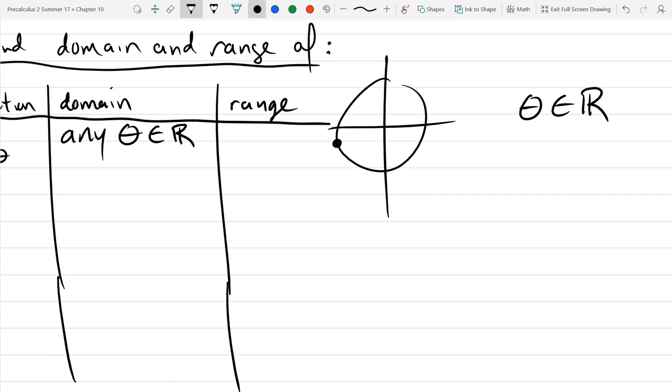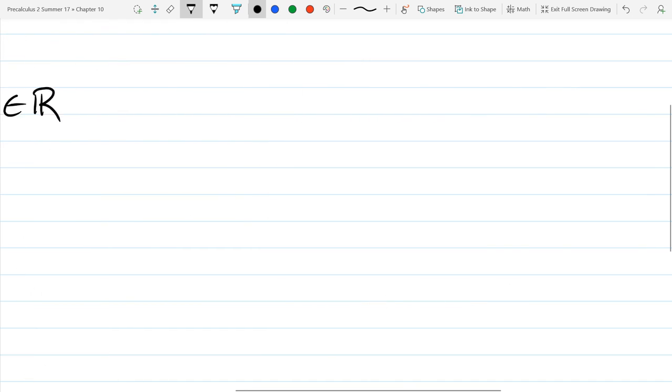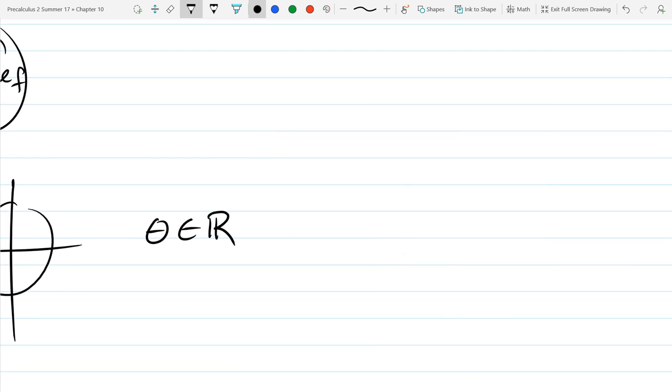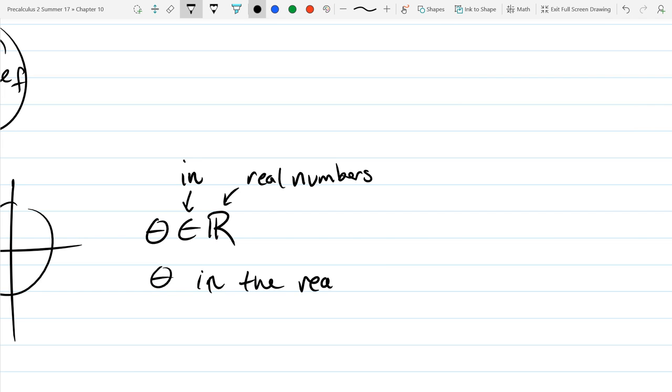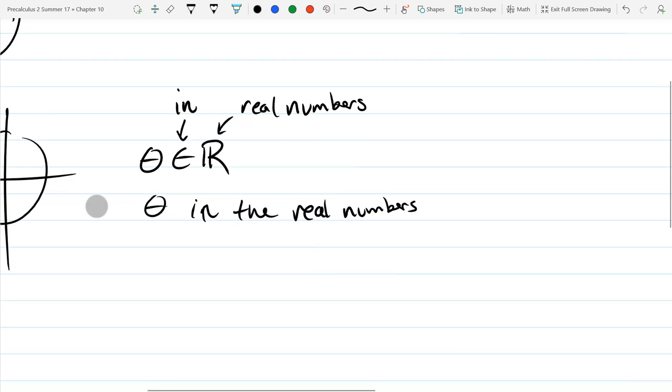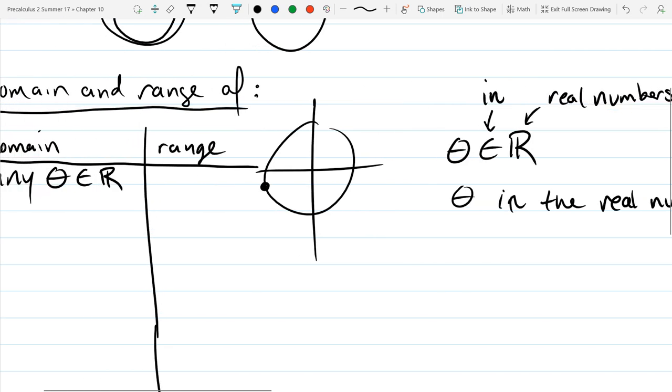So what in the world does this mean? Let's write down some notation for a minute. If I translate this into English, this symbol right here means in, and of course this is the real numbers. So this says theta is in the real numbers. So whatever theta is, it could be any real number.